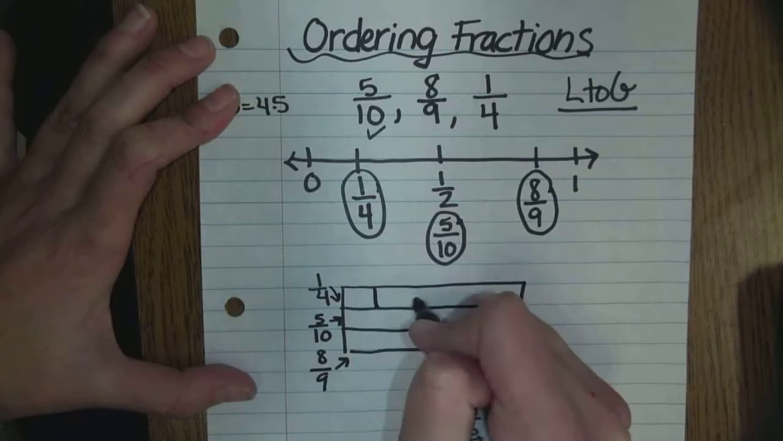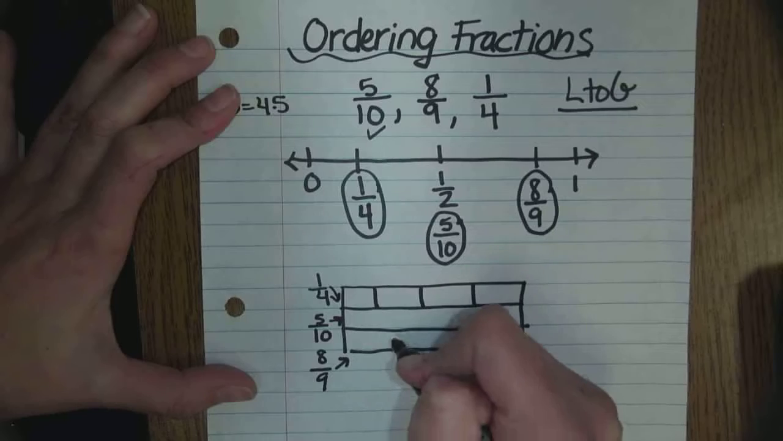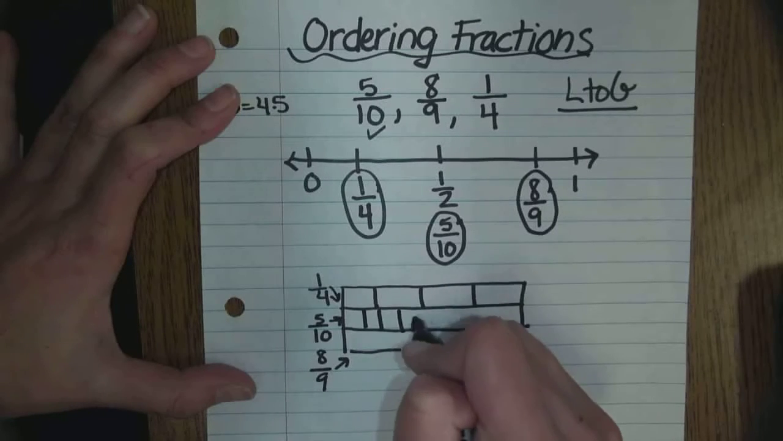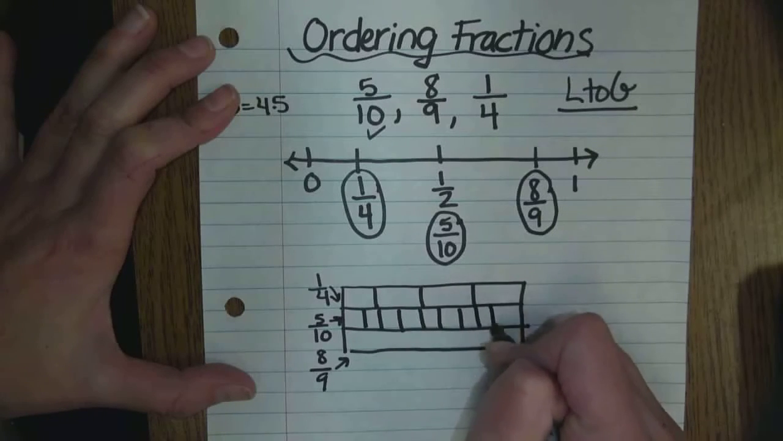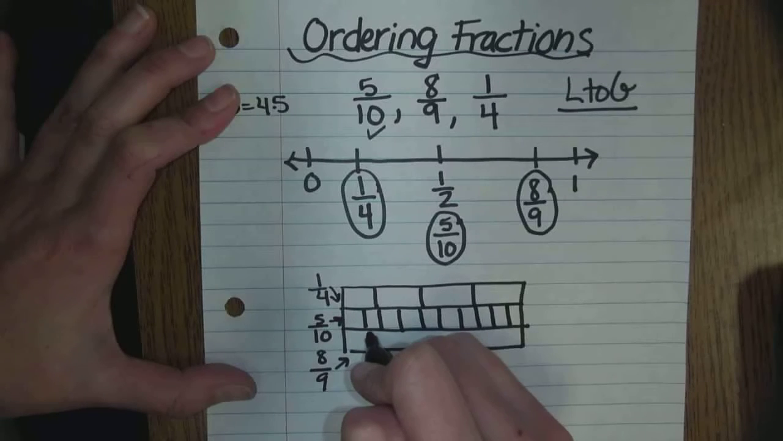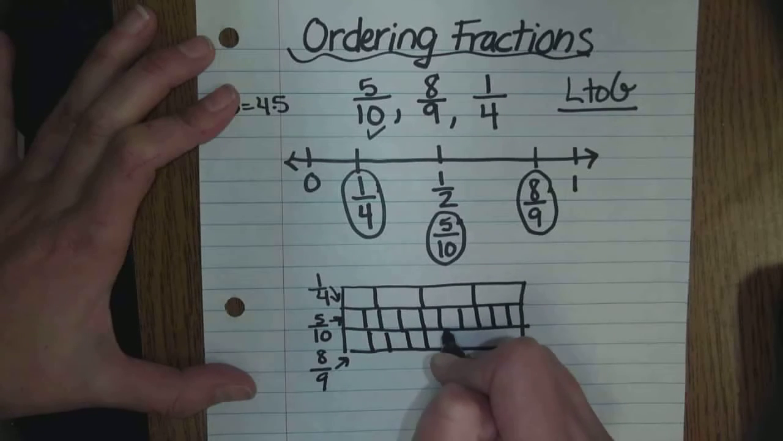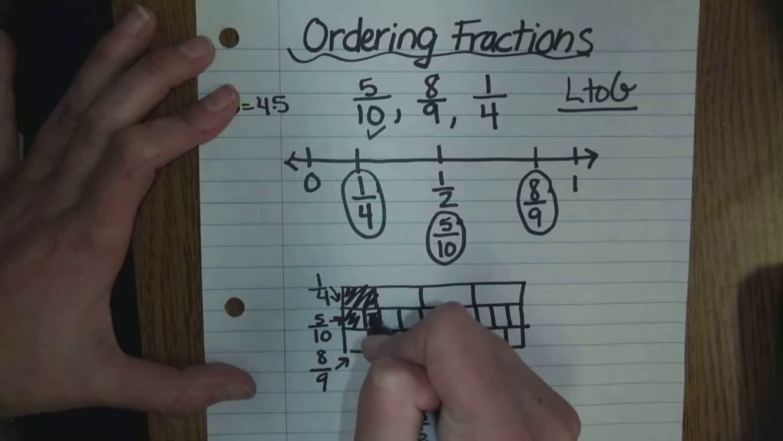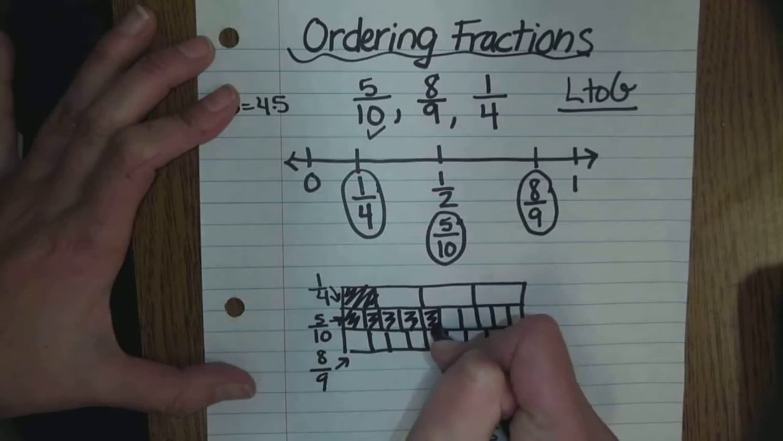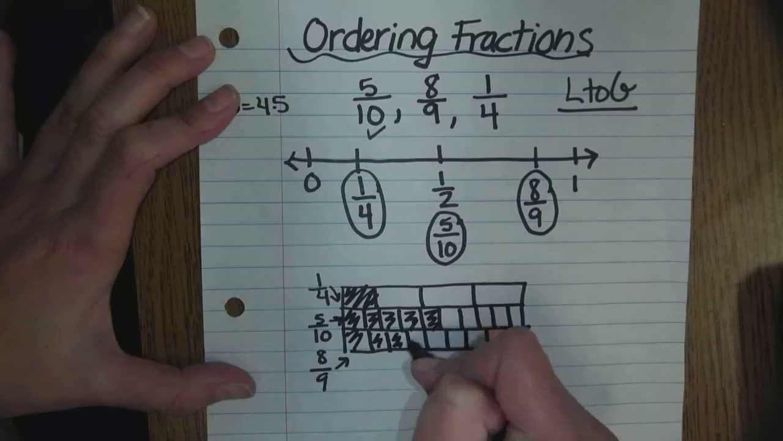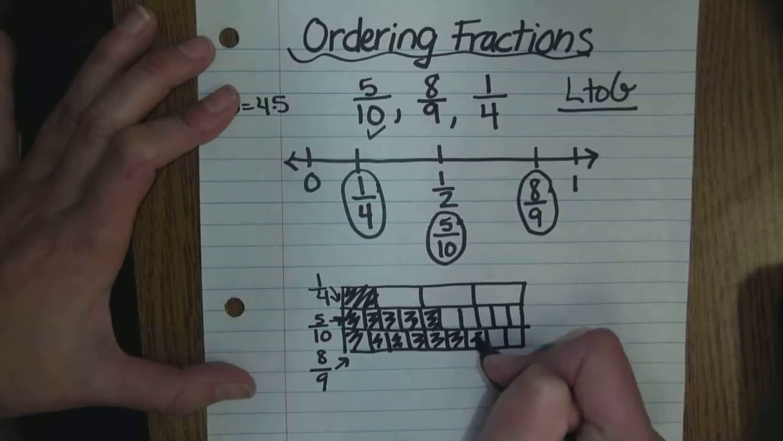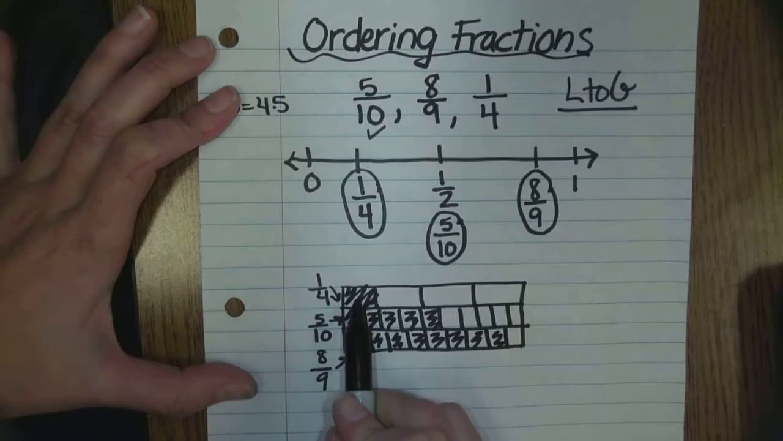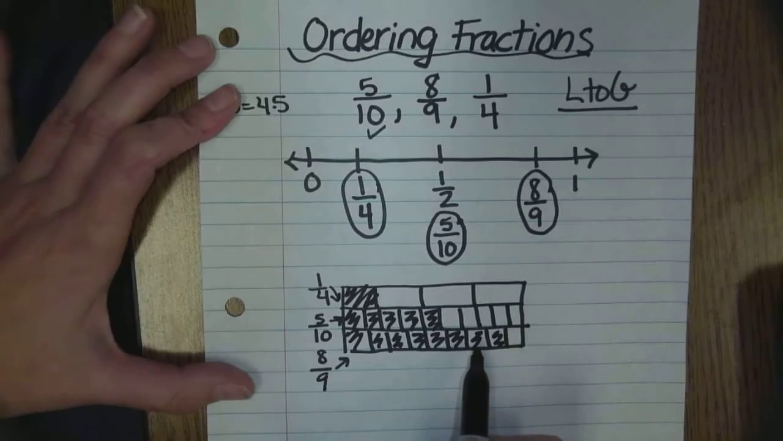We'll split this up, so 1, 2, 3, and we'll do 1, 2, 3, 4, 5, 6, 7, 8, 9, and then 1, 2, 3, 4, 5, 6, 7, 8. We have 1/4 here, 5/10 here, color in 5, and we also have 1, 2, 3, 4, 5, 6, 7, 8. So smallest, you can see the shaded area gets bigger as we go on.